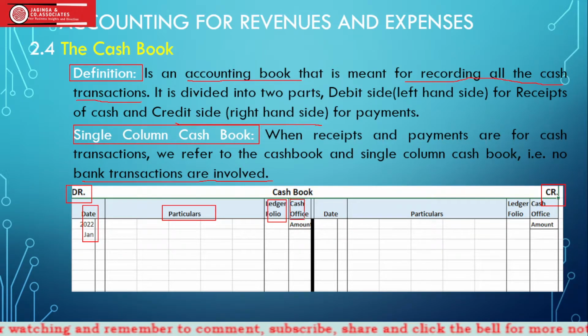So we also have here cash office. So cash office is just for cash. This is where we put our cash for payments and for what we've received. And then they're on both the debit side and credit side.